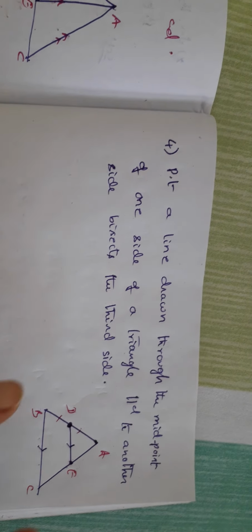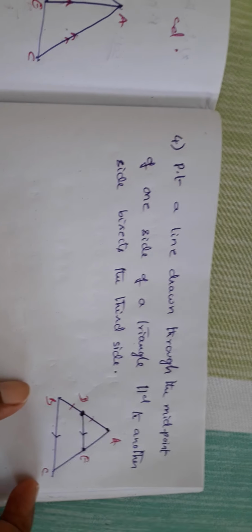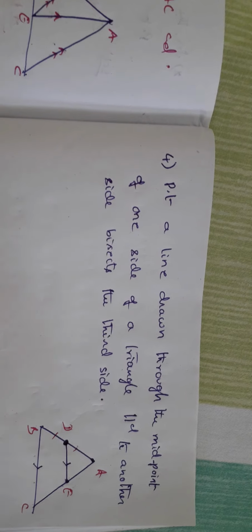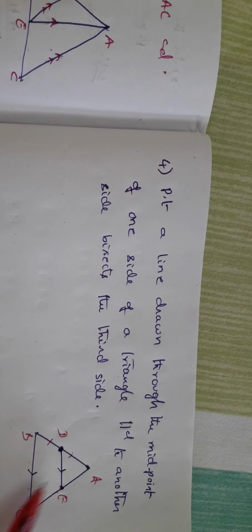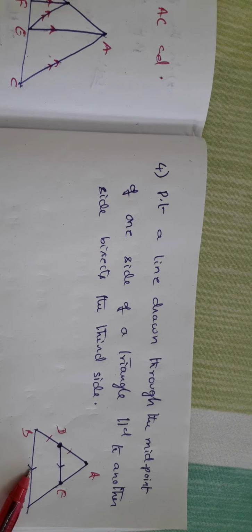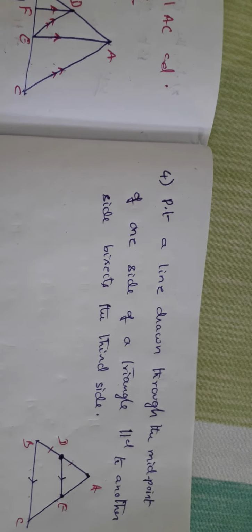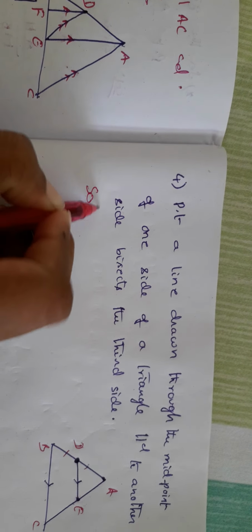Now once you understand the problem and know how to draw the diagram, then your job is almost done. See, now here these two are given to be parallel. So when these two are parallel, AD by DB is equal to AE by EC. Simply write it down now. So, solution.